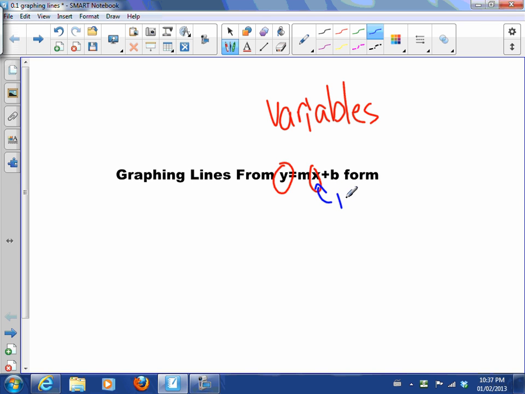So for example, if I know x, then I can find out y. On the other hand, if I know y, I can find out x. So that's why we have an equation, and these two are called variables. On the other hand, the m and the b are called parameters, and they're numbers that we usually know.